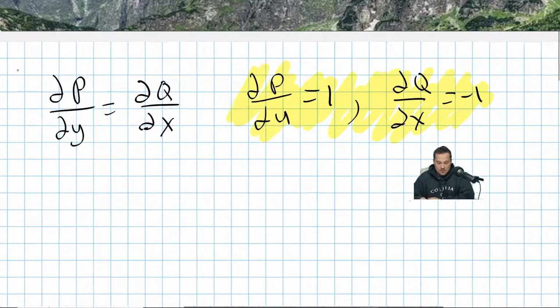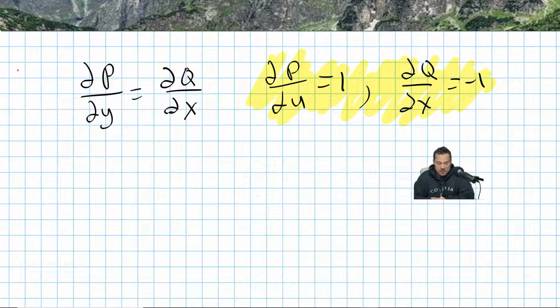So in this one, what we're going to do is study this relationship, dP over dy equals dQ over dx, for a particular vector field, and this is in the context of conservative vector fields. What we're going to do is understand how dP dy and dQ dx, how these values of the derivatives actually change the shape of the field.